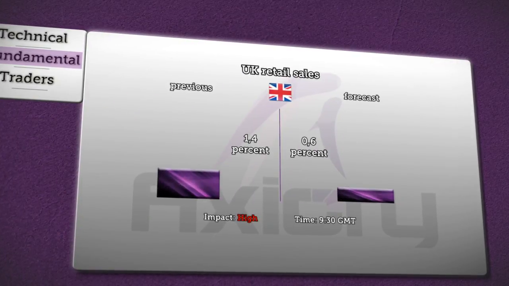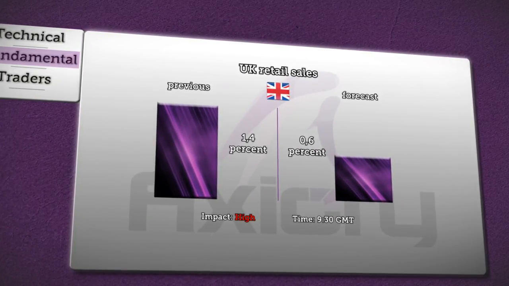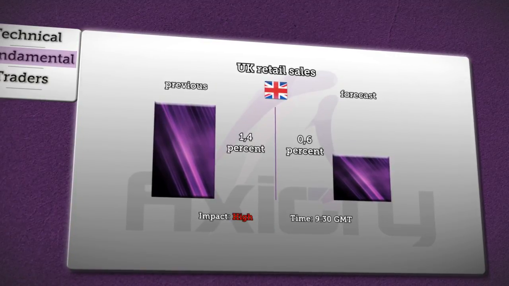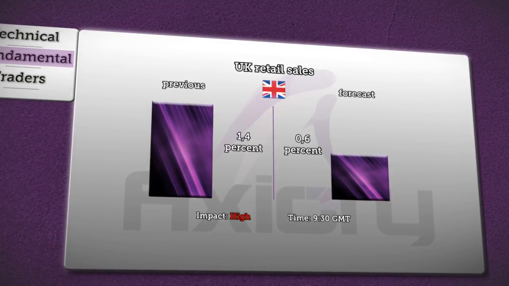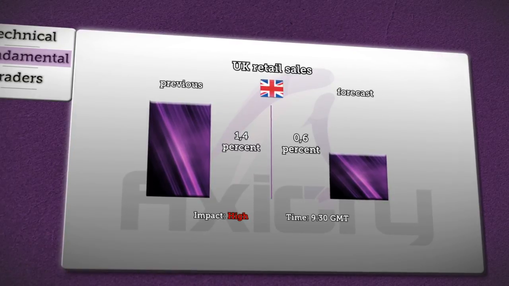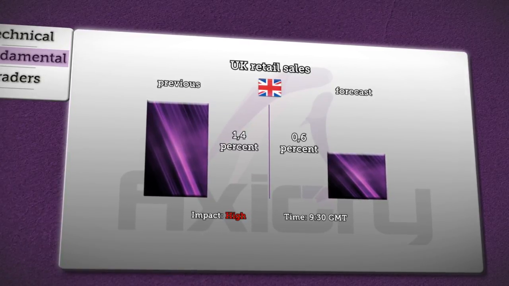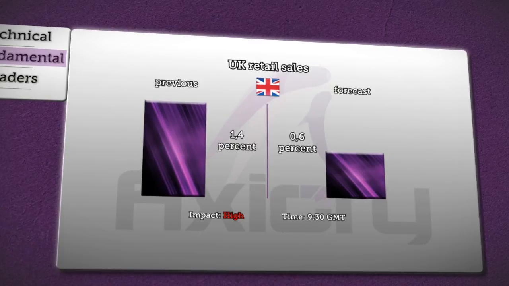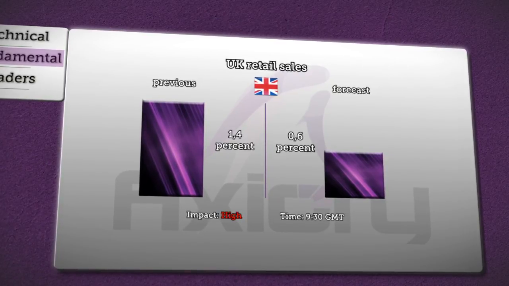Next, at 9:30 a.m. GMT, the Office for National Statistics will publish new statistics about UK retail sales, which are expected to rise 0.6%. In the previous month, sales rose by 1.4%, and analysts await a high impact on the cable.